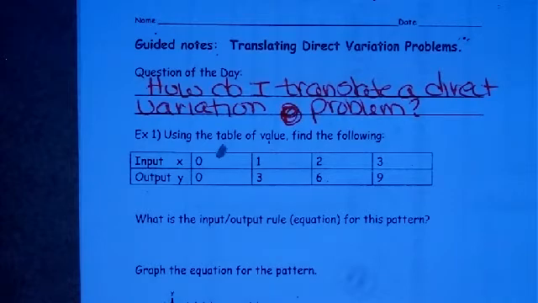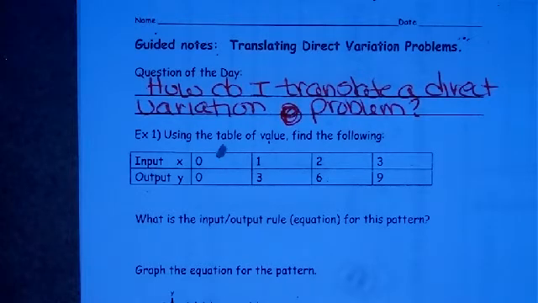Translate means to typically take something and put it into another form. Most of the time when we think about the word translate, we're thinking about going from one language to the other. For our purposes this time, it's going to be taking a table of values, a graph, and an equation. If I'm given one of those three, I'm going to be able to give back the two matching items that go with it.